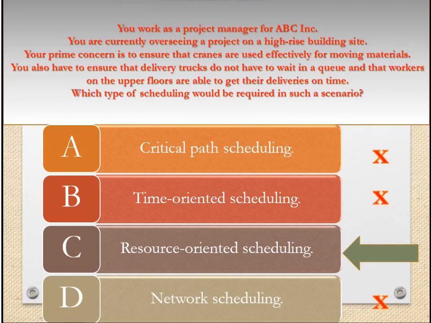Critical path scheduling is a technique that calculates the minimum completion time for a project along with the possible start and finish times for the project activities. Answered option D is incorrect. Network scheduling provides a basis for obtaining facts for decision-making.